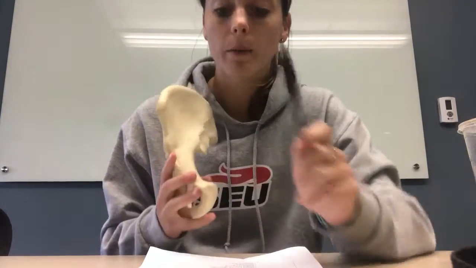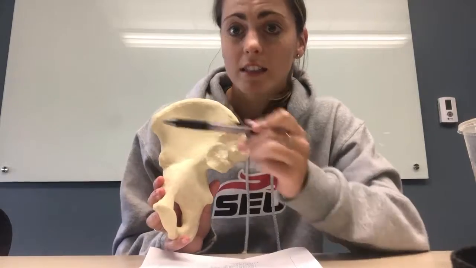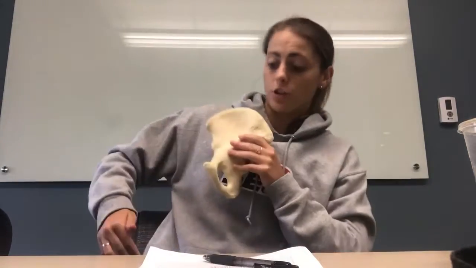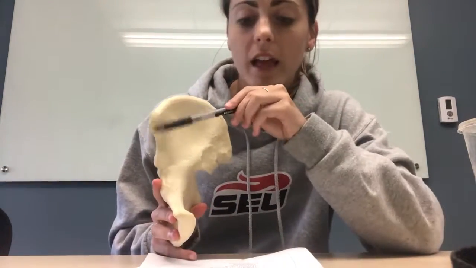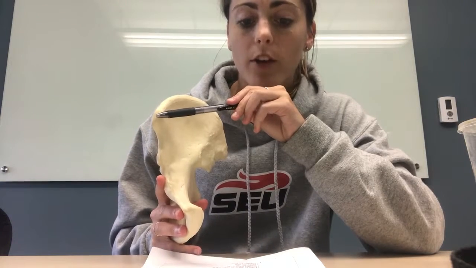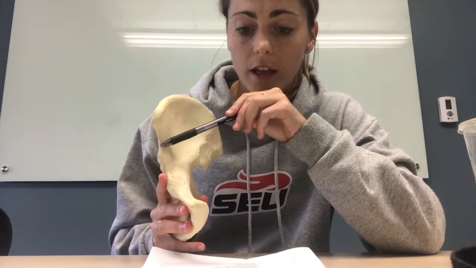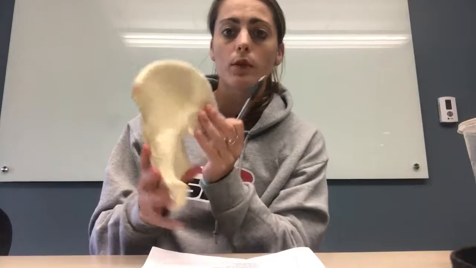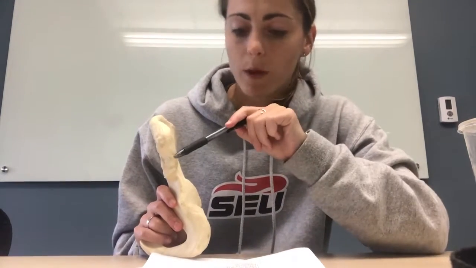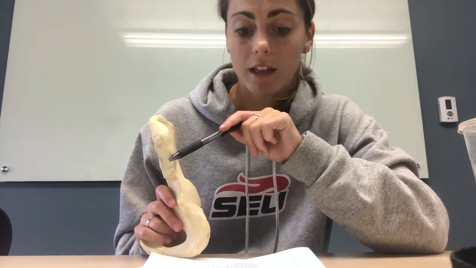Moving on from there, we're going to talk about our ASIS. This really bony prominence right here on your hip. That is your ASIS. Below that, we have our anterior inferior iliac spine. And then moving to the butt, we have our posterior superior iliac spine, also known as your PSIS. Below that, we have our posterior inferior iliac spine. And those are all the bony prominences up there.